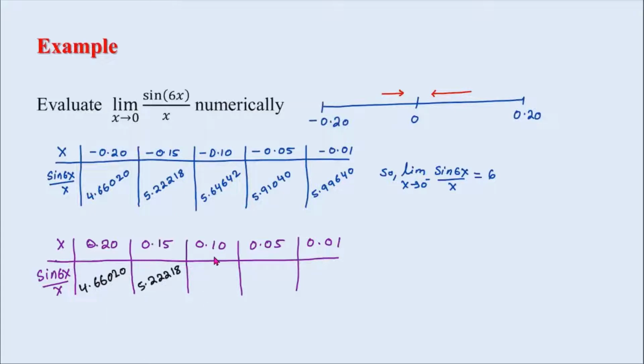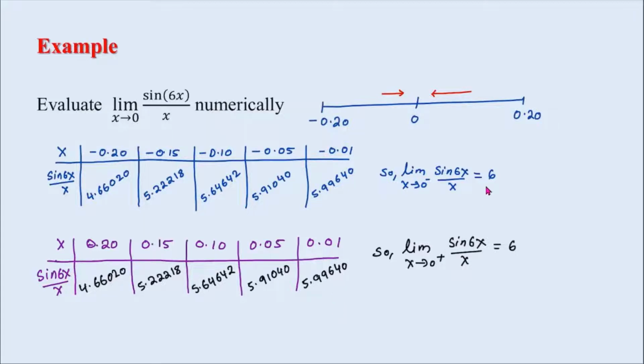Now, if you plug in 0.10 and simplify, what I got here is 5.64642. It's increasing again, but it is within 5 point something. If we plug in 0.05, like in the previous one, I'm getting 5.91040. And finally, let me plug in 0.01. What I get is 5.99640. So the values are increasing and again getting closer and closer to 6. So we can say that the right-hand limit as x approaches 0 from the right of that function, sine 6x over x, is 6 again.